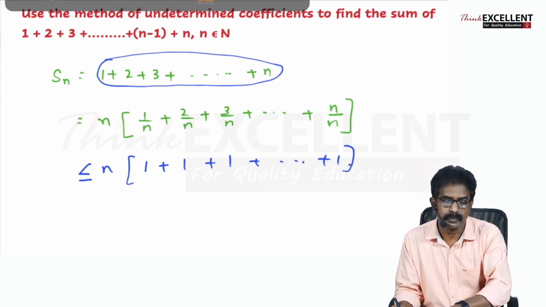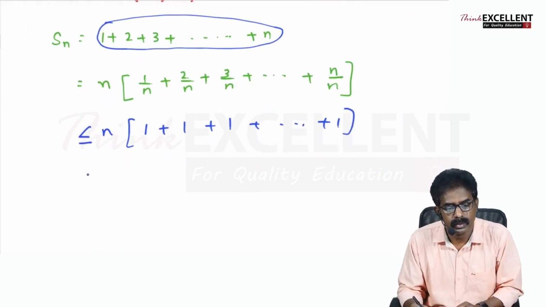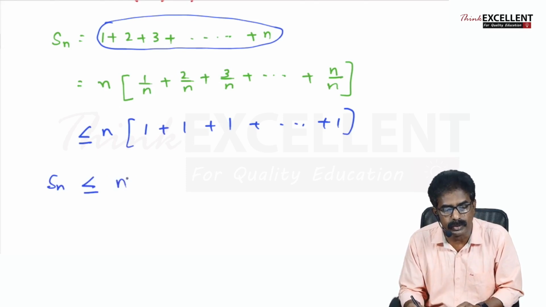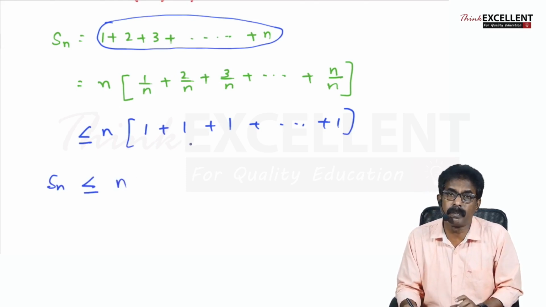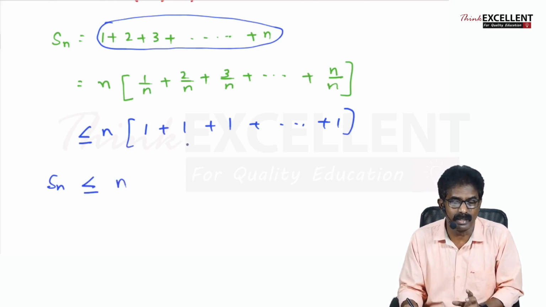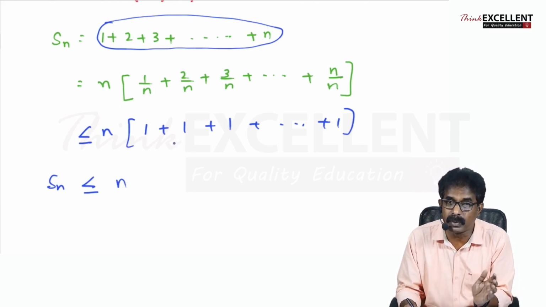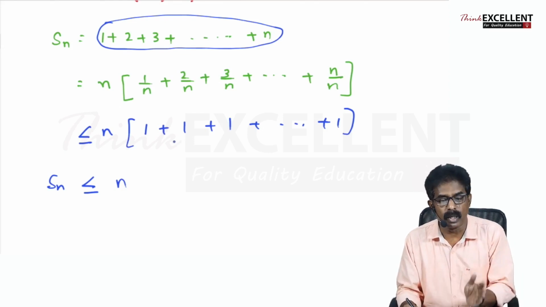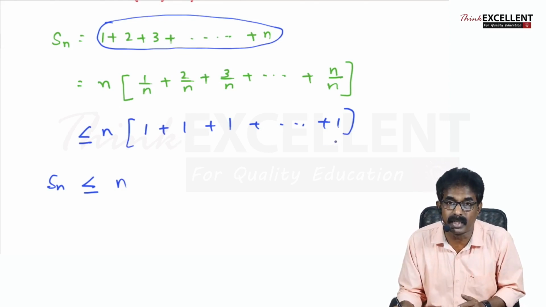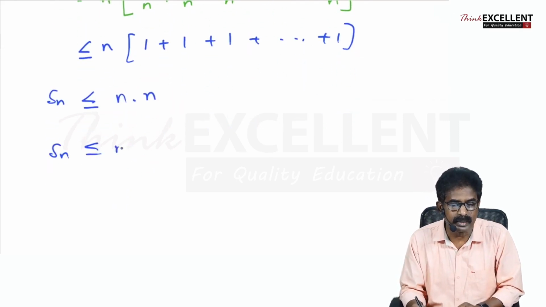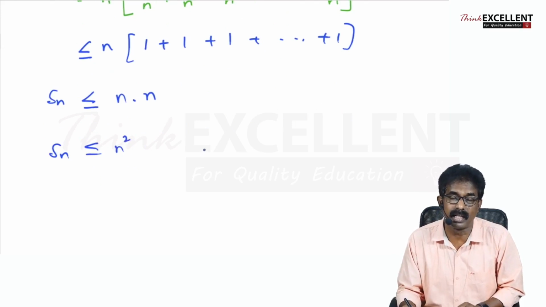Now listen. So I keep on writing Sn. Sn is less than or equal to n into 1 plus 1 plus 1 plus, 5 times, it is 5, right? 1 plus 1 plus, 7 times, it is 7. 1 plus 1 plus 1 plus, up to 25 times, it is 25. 1 plus 1 plus 1 plus, how many terms are there? n terms. So your answer is n. So you are getting Sn is less than or equal to n square. Sn is less than or equal to n square.